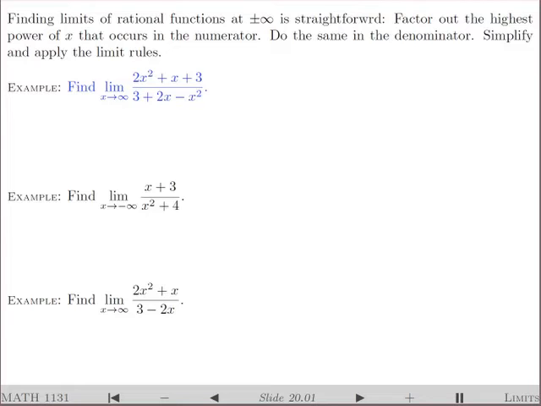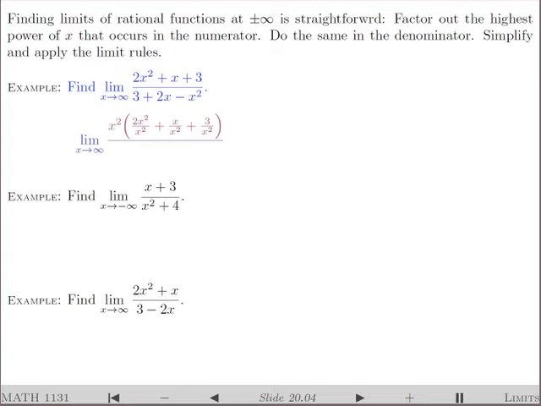This is the limit as x approaches infinity of 2x squared plus x plus 3 divided by 3 plus 2x minus x squared. So in the numerator, the highest power is x squared. I want to pull that out. To compensate, I need to divide by x squared. We'll do this inside the parentheses and also distribute the division by x squared. So I'm dividing each term by x squared, giving me 2x squared over x squared plus x over x squared plus 3 over x squared.